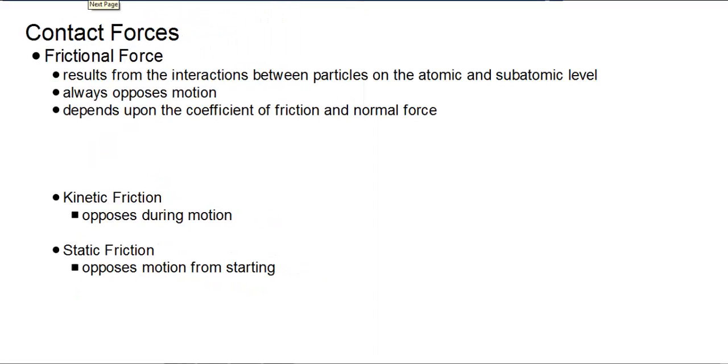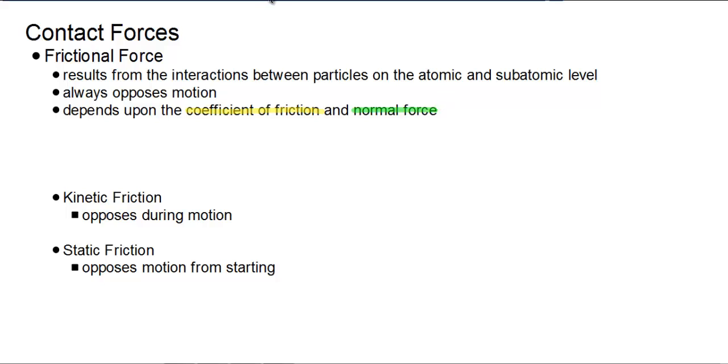Another contact force is friction. Friction is very common. This results from the interactions between particles on the atomic and subatomic level. So you have those objects that are coming together. Sometimes it's electrical charges. Sometimes it's just the shapes of the objects and how much they're attracted or repelled by one another. Friction always opposes motion, and it depends on two things. It depends on the coefficient of friction and on the normal force between the two objects. Okay, between the surface and the object, I should say.